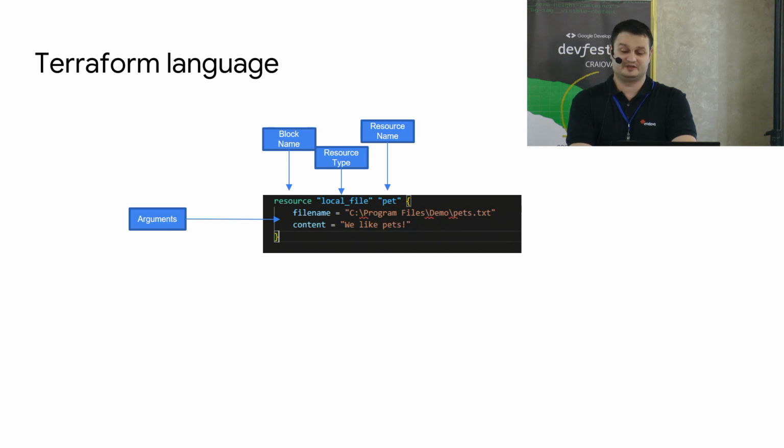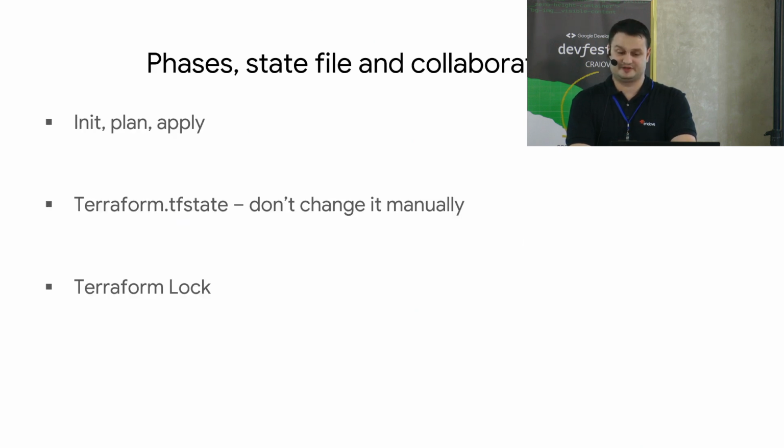The first argument is file name, where we provide the internal path, and the second is what our file contains. File name and content are specific to our resource and can be changed. In other words, for choosing local file, it obligates us to have file name and content as parameters.